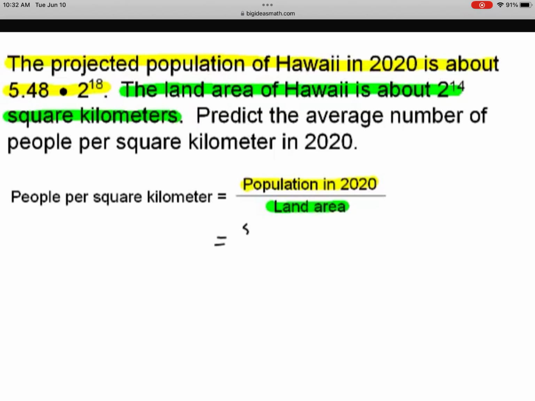So we have 5 48/100 times 2 to the 18th divided by 2 to the 14th. Using the definition for multiplying fractions, we can rewrite the quotient as 5 48/100 times the quotient of 2 to the 18th divided by 2 to the 14th.